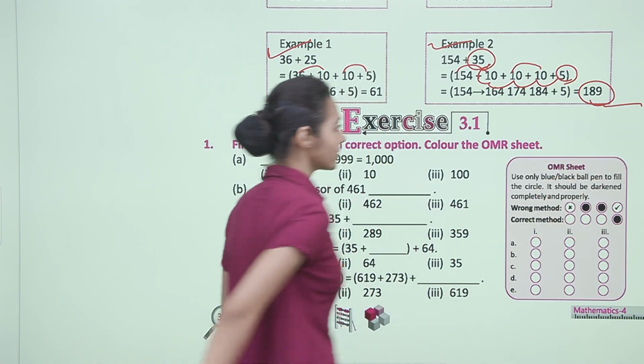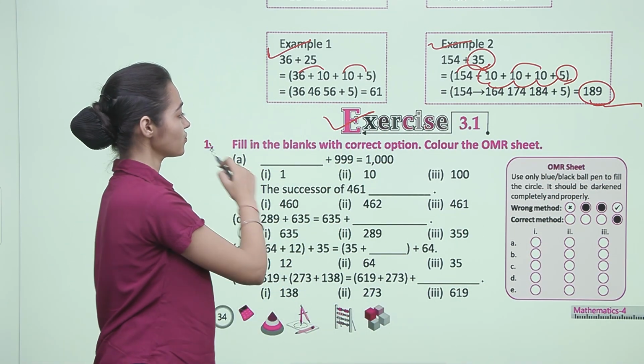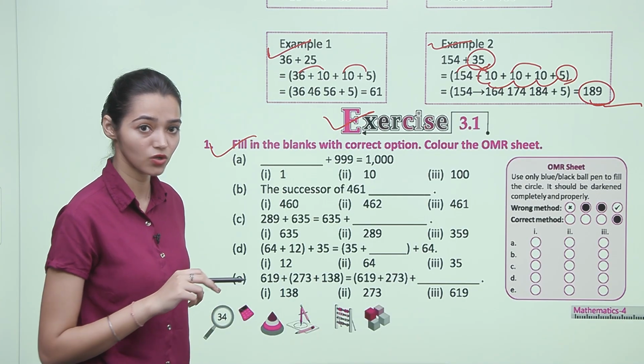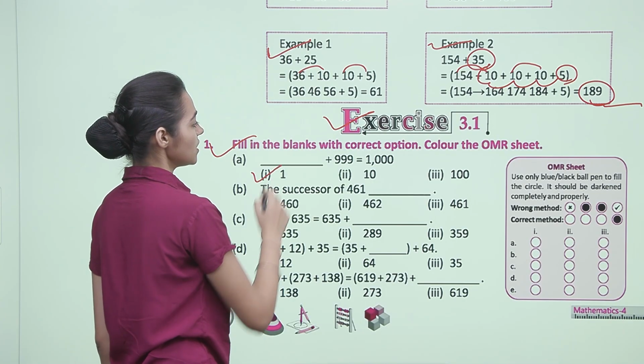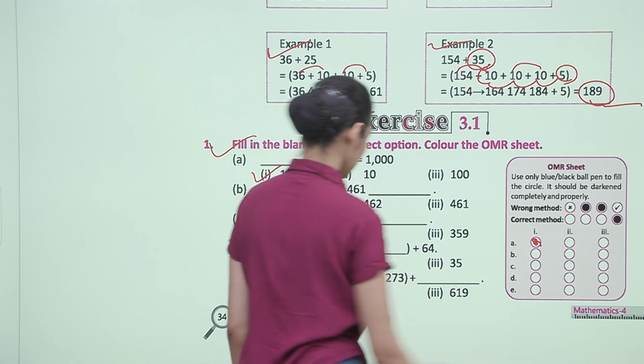and the answer is 189. Now let's start with exercise 3.1. In the first part, we have to fill in the blanks with the correct option and we have to color the OMR sheet. So the first one, 1 plus 999 becomes 1000, that is, the first option is the correct answer.